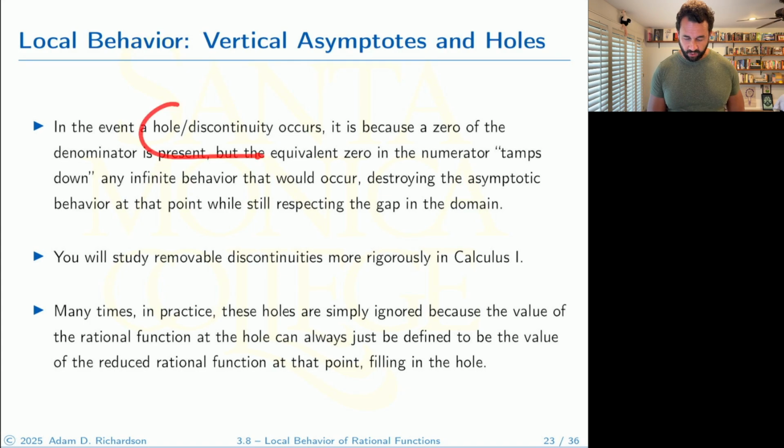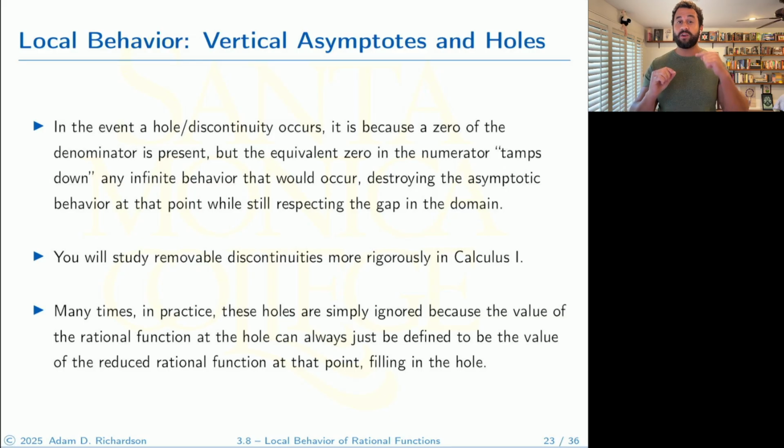In the event that a hole or a discontinuity occurs, it's because a zero in the denominator is present, but the equivalent zero in the numerator is tamping down any infinite behavior that could occur. So think about it like this. As we approach a point, if there is an asymptote, then the values of the function are getting gigantic, right? They're growing and growing and growing. So it could be like this, it could be like this. It could be opposite sides like that. That's how you get a vertical asymptote. And that's what happens when you have a zero in the denominator.